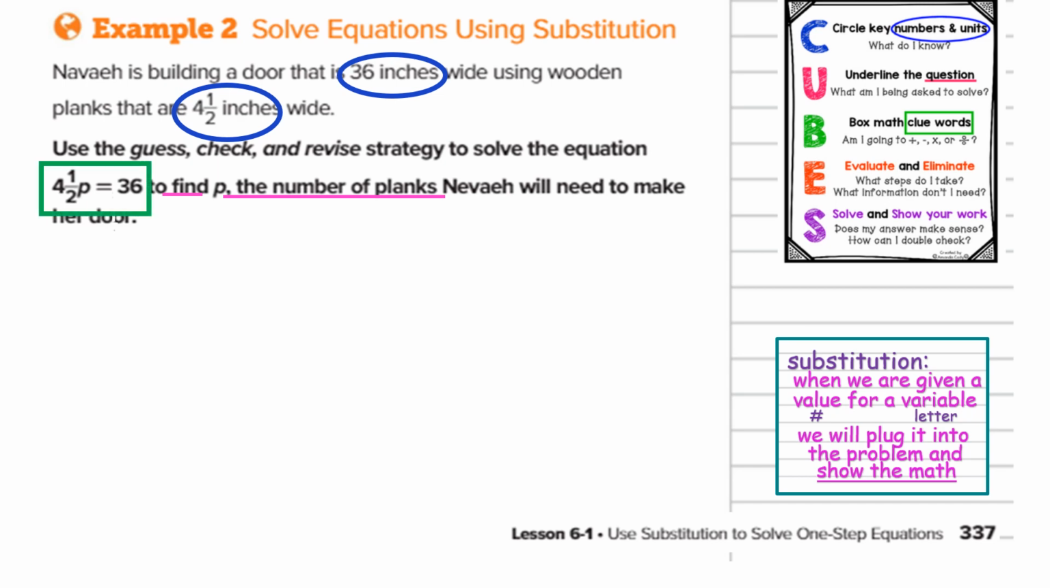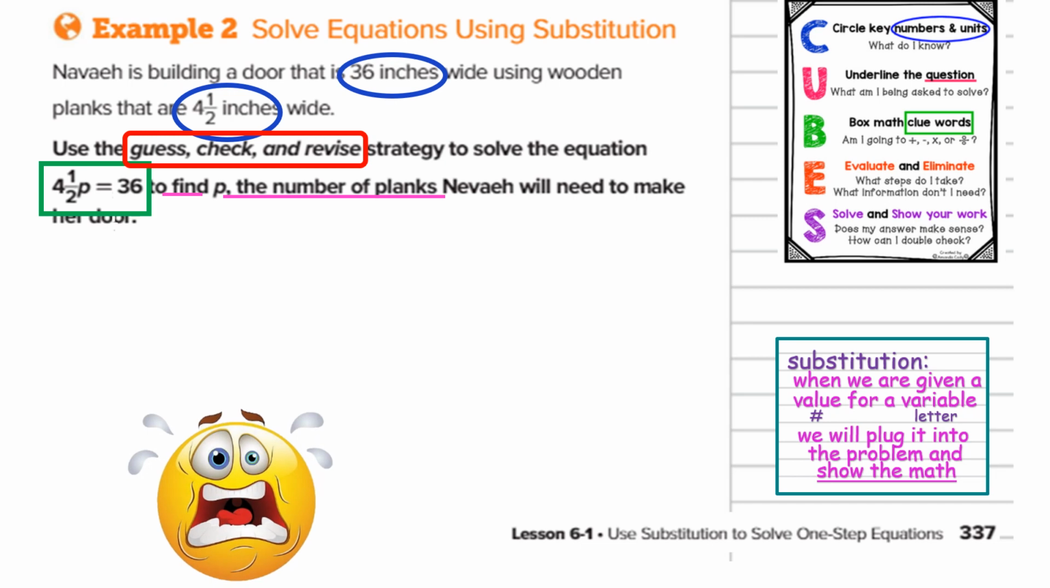Okay, well, what are my clue words? Well, it's the actual equation. I have 4 1/2 times P is equal to 36. Did you remember that 4 1/2 touching P means multiplication? I hope so. And therefore, we're going to evaluate. We're going to go through the process that it indicates, which is guess, check, and revise. Don't freak out about this. This is not difficult. It's just simply trying and plugging it in.